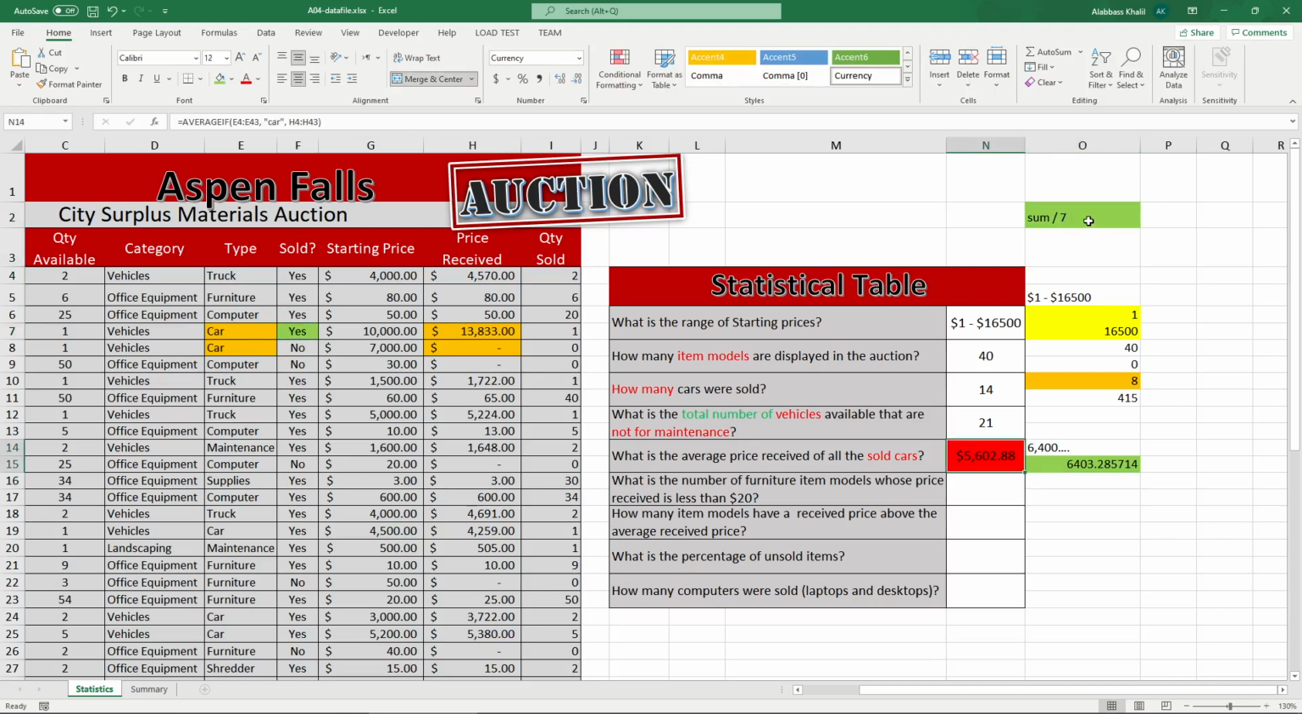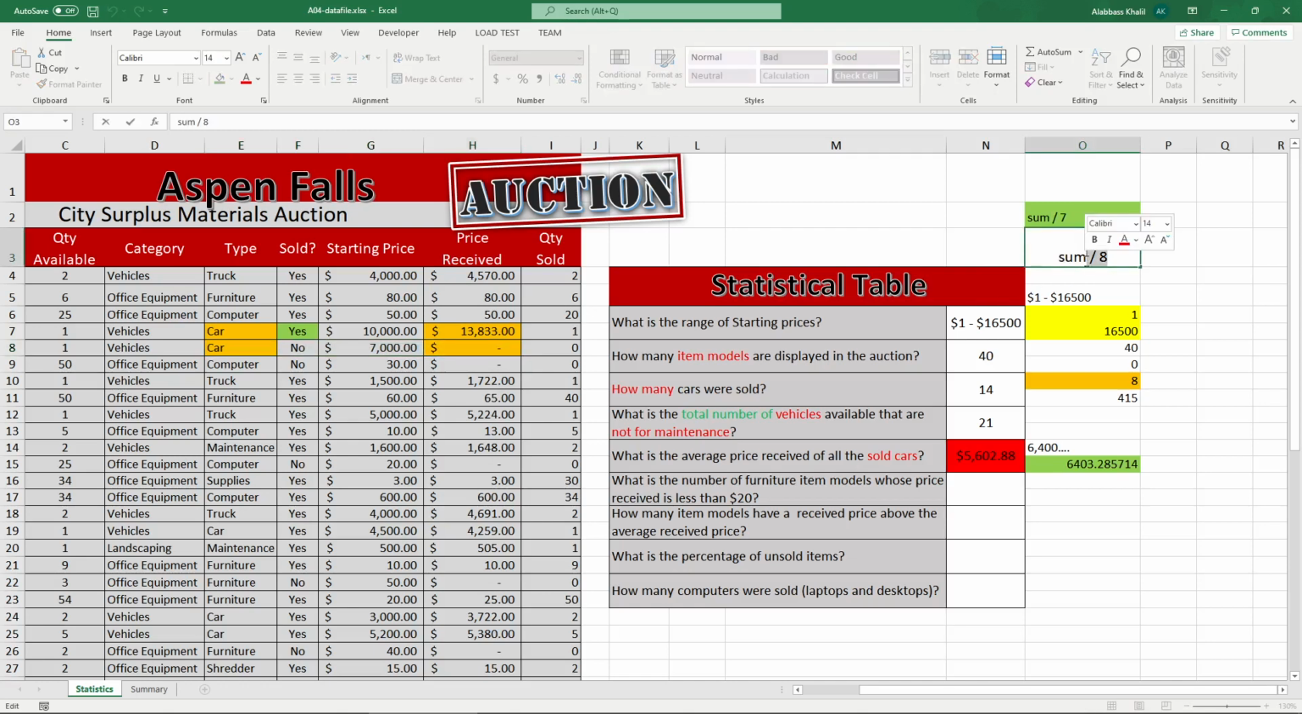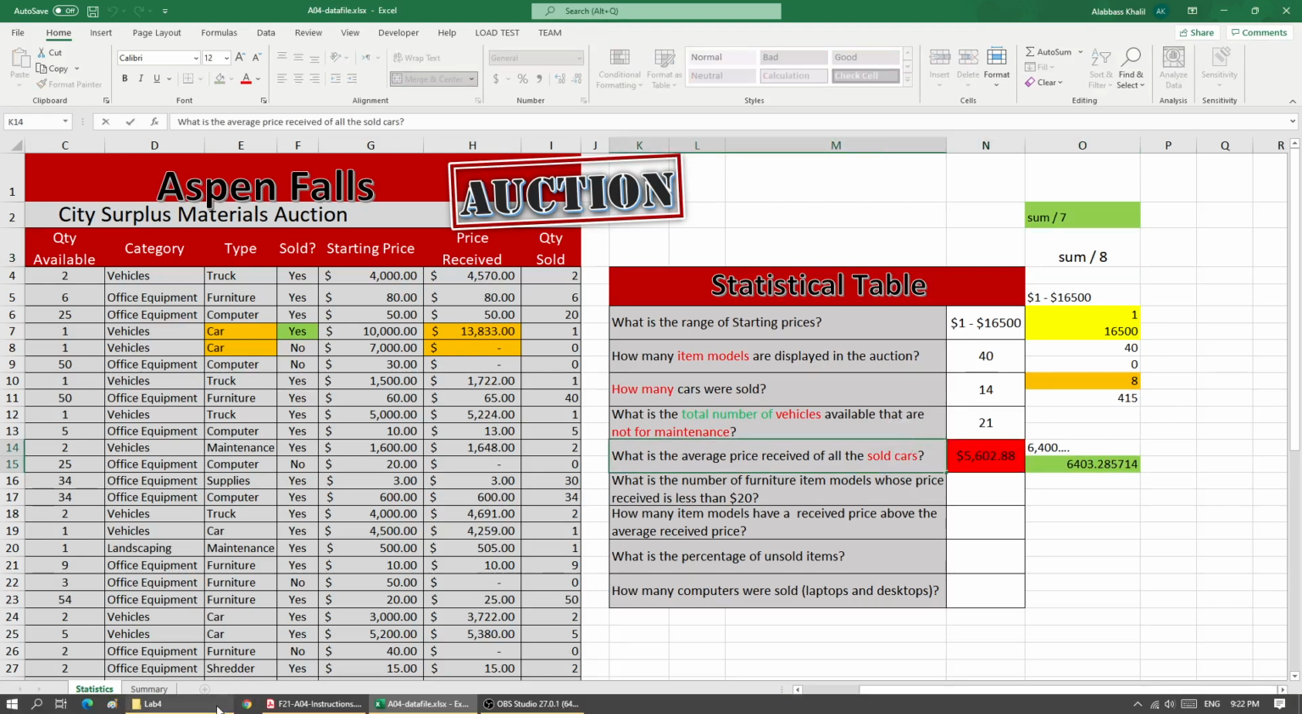But the red one, what is it doing? Since now we have an extra car, it's getting the sum and then it's dividing it by 8. And one of those cars, this last one that we added, its price received is 0. So the sum never really changed. It's still the same because we added a 0, but the division got bigger. So we got a smaller answer. So again, the green part is correct because we are taking care of the sold and the cars. The red is only taking care of the cars.